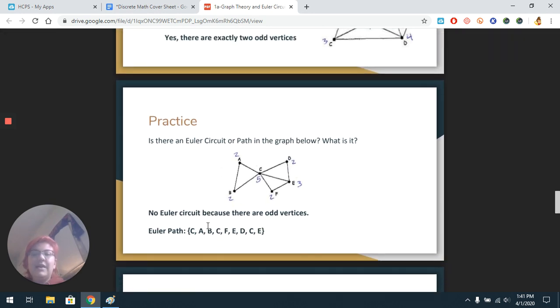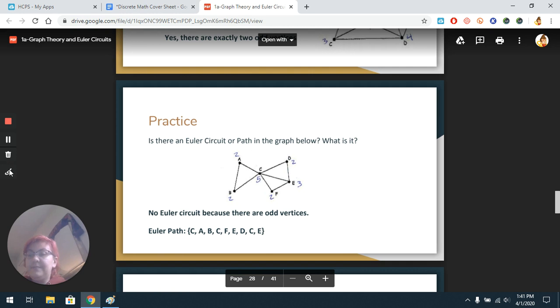So, is there an Euler circuit or path here? Here we have A, which is degree 2, 2 edges connect. B is degree 2, 2 edges connect. C, 1, 2, 3, 4, 5. No Euler circuit because I've got an odd vertex. F is degree 2, D is degree 2, E is degree 3. I have 2 odd vertices, so yes, I can have an Euler path.